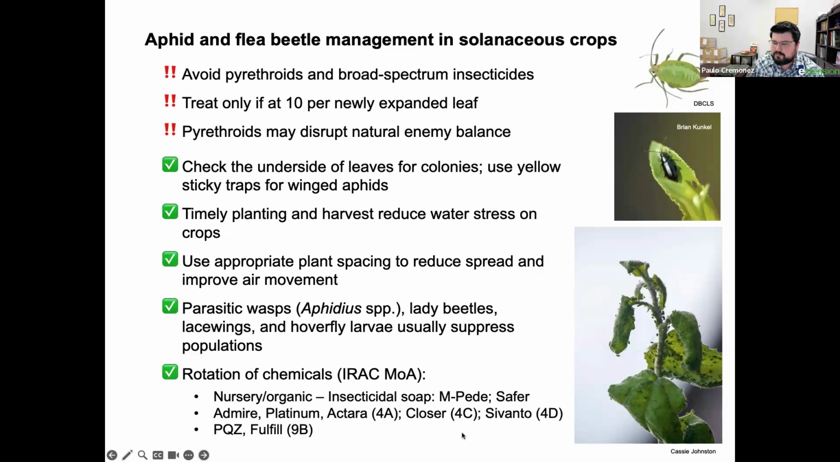And for both of these pests, the rotation of chemicals that is recommended is Admire, Platinum, Ortus, Neonix. You can also use Closer and Sivanto, but they are all from the same class, so be mindful of that. You can also use PQZ and Full Fuel. And in nursery and organic situations, you can use insecticidal soap like Impede and Safer.